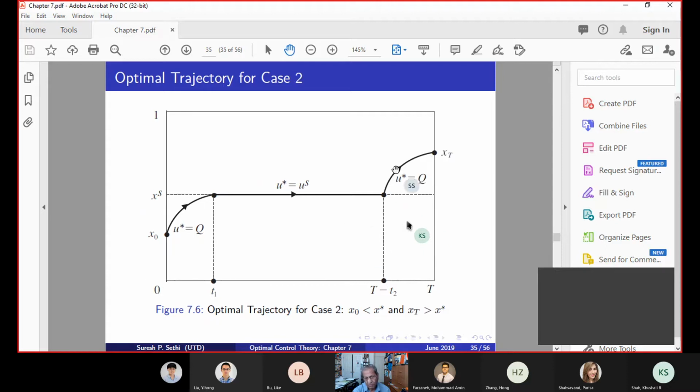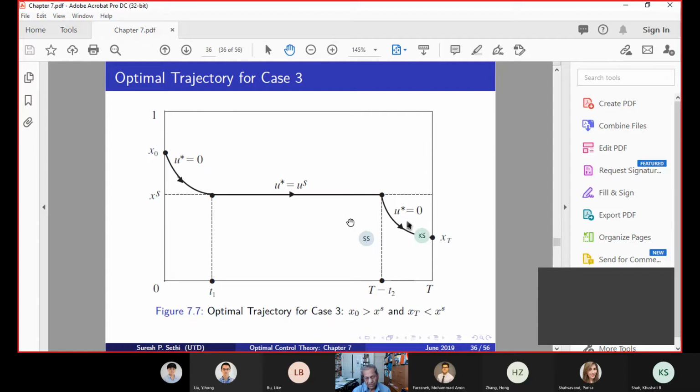Now let's go to this. What if xt is here? Well, then the optimal solution is from here to here and then go here with the q. The same argument will work. The optimal solution is go from here to here to here.